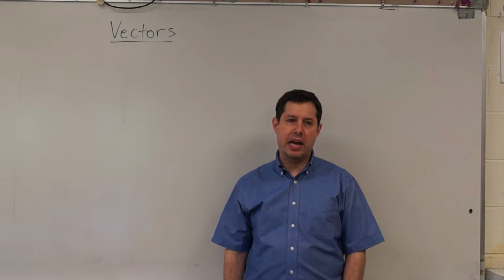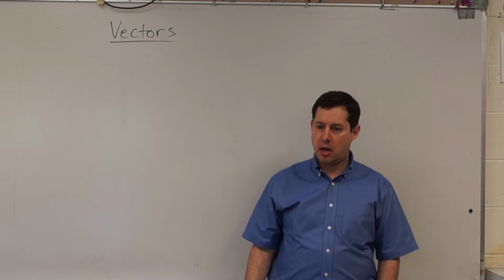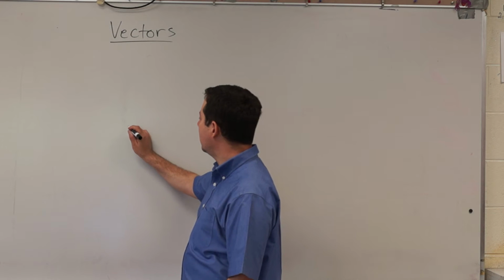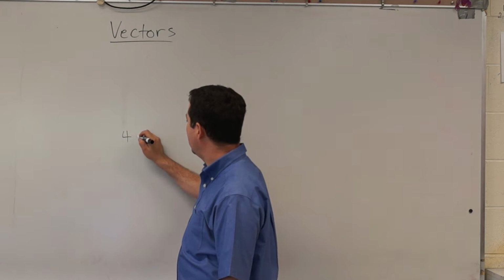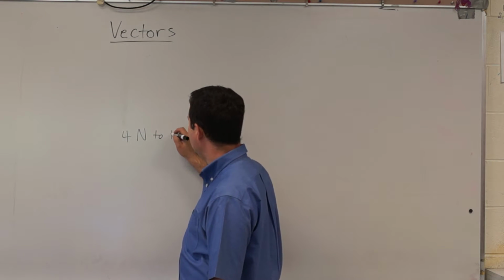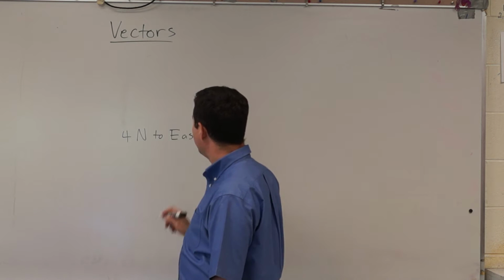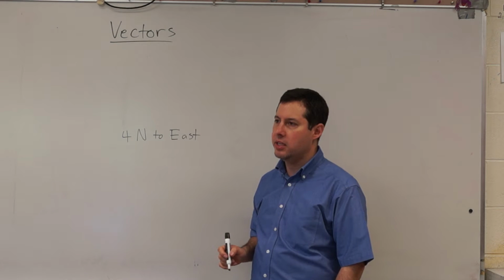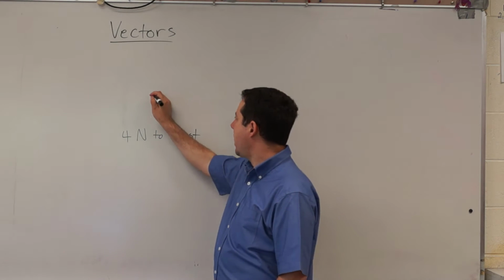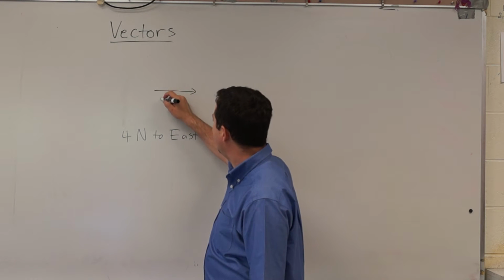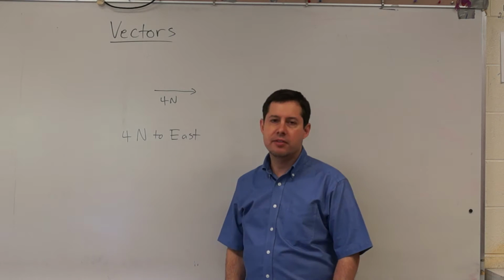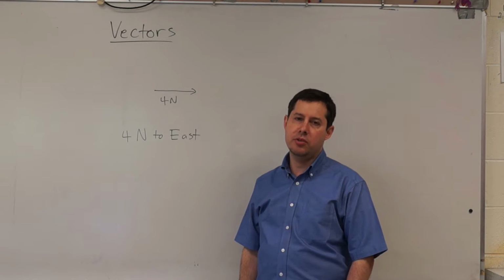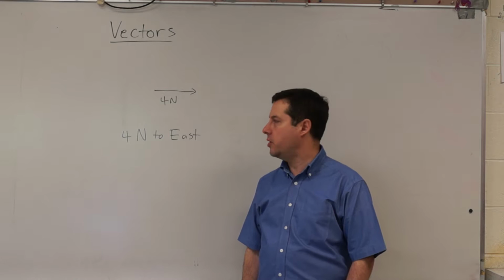I want to talk to you about vectors, and specifically how we represent vectors with arrows. So imagine we had a vector that was 4 newtons to the east, meaning its magnitude is 4 newtons, its direction is directly east. We can represent that with an arrow that might look like this, 4 newtons. And that's a force, so that's a force that's pushing to the east with a magnitude of 4 newtons.